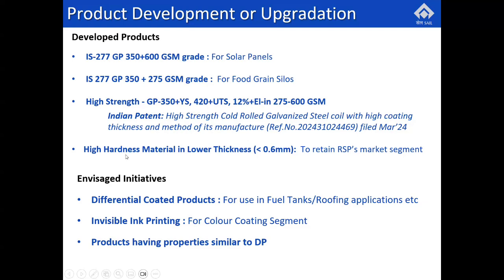Like I was telling, after RSP has stopped producing GP, to retain their market segment, we have also ventured into providing high hardness material in lower thickness and narrower widths. In future, we also plan to foray into the differential coated products for fuel tanks and roofing applications. We are moving towards invisible ink printing for our color coating segment customers. And also we will try to make products which have properties similar to dual phase steel in our galvanizing line.